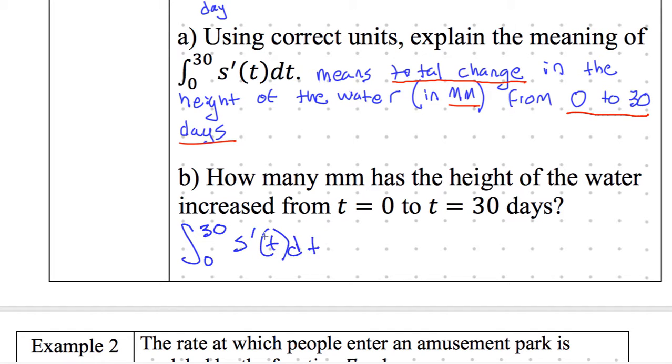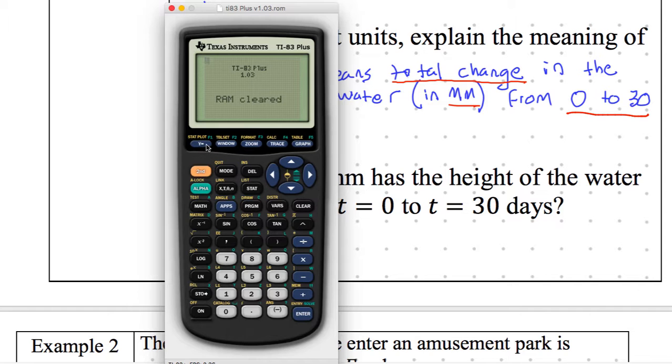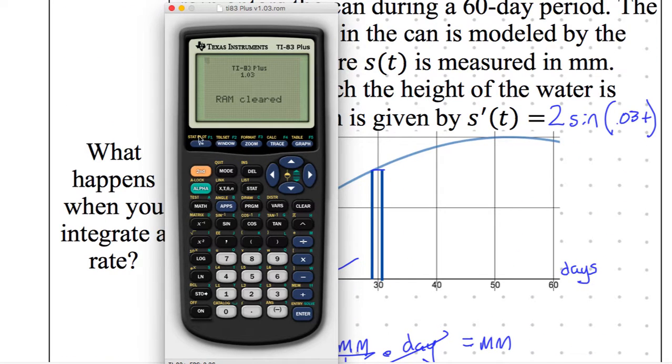Tell me my steps. Get out your calculators. You're already on it? Are you going ahead of me? 2 sine 0.03x. So first, enter in your equation. Does everyone have the correct equation? It's 0.03x on the inside of 2 sine. What is our window going to be? 0 to 30. 0 to 30 will work, although technically the problem is 0 to 60 because it's during a 60-day period. Either way will work. I'm going to do 0 to 60 because that's the entire context of the problem.